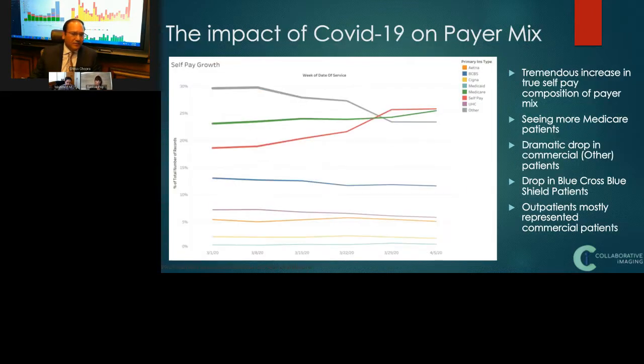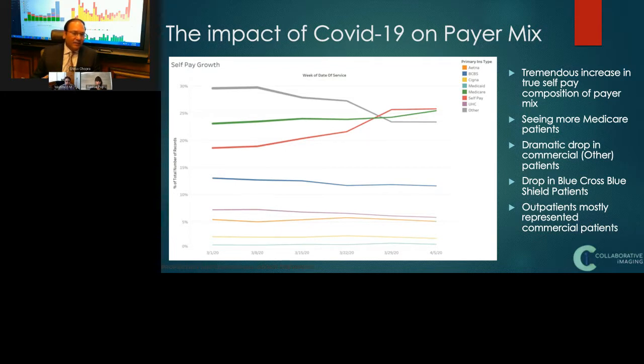As far as payer mix goes, this is another determinant of how much money is actually going to come in for the practices. You can see the red line represents self-pay. These are true self-pay patients who do not have insurance. That self-pay has increased from less than 20%, about 18%, to about 27%. That's a 10% increase that we're seeing right now in the self-pay population that's coming into the hospital. A lot of this is because people have lost their jobs, people are unemployed, and they don't have the insurance benefits right now. But that's also going to change the revenue aspect of things as far as the practice goes.